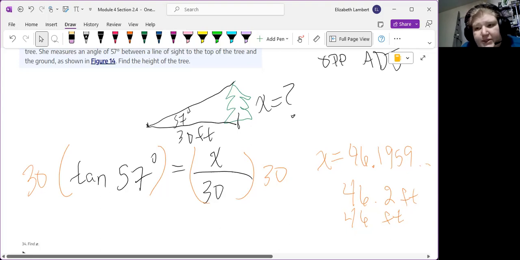But we used our knowledge of trig functions, our calculator storing that data for us. It looks up the trig value. We don't have to look it up in a book. And our algebra skills to solve for the height of this tree. So it's a pretty tall tree. 46 feet, that's over 4 stories tall. A story is about 10 foot.